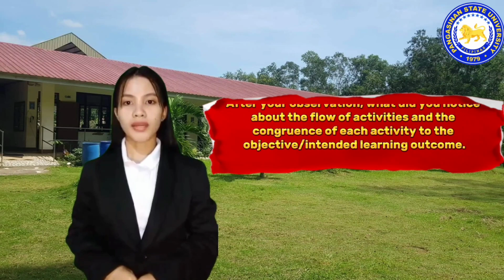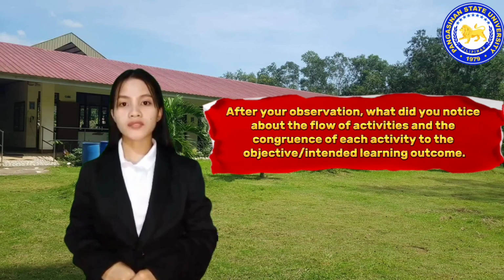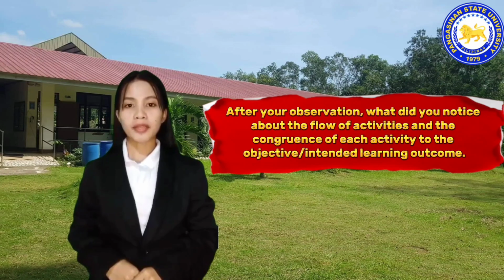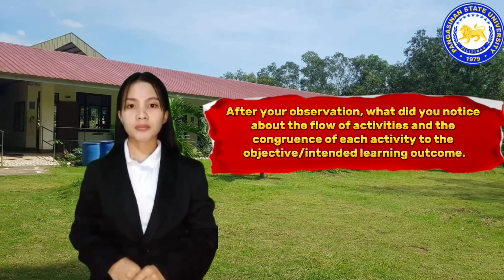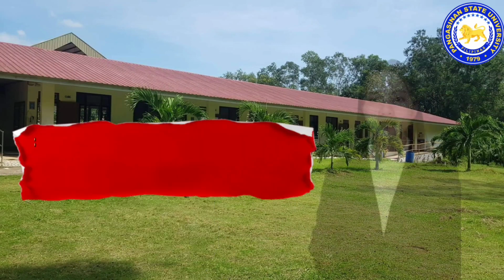Question number 1: After your observation, what did you notice about the flow of activities and the congruence of each activity to the objectives, the intended learning outcomes? Elucidate your answer. The class flow is smooth, orderly, and well prepared from the start to the end, ensuring that all of the desired learning outcomes are met. Teachers make good use of their time in a fun way, and everyone is learning.